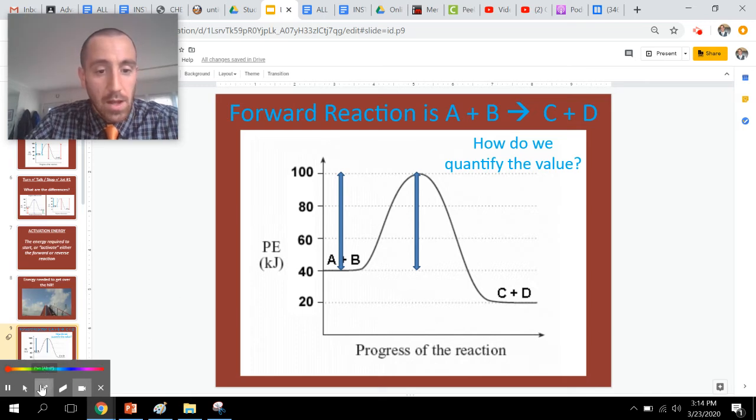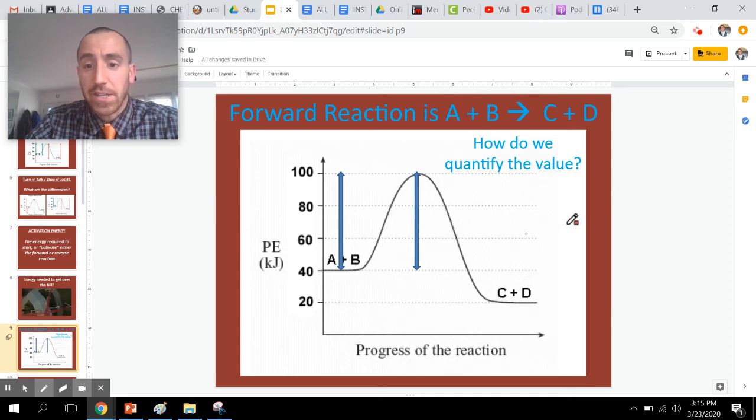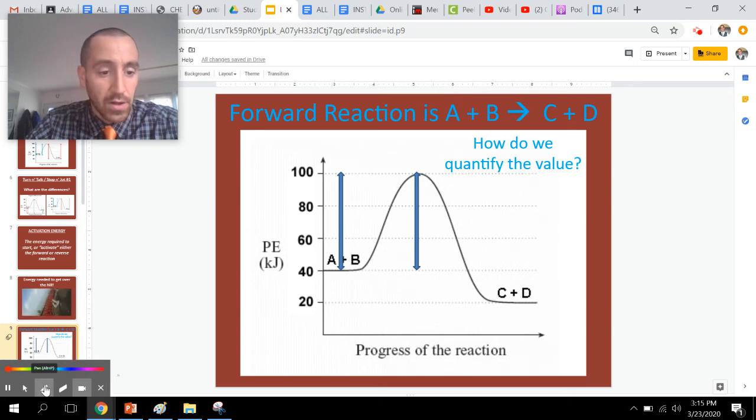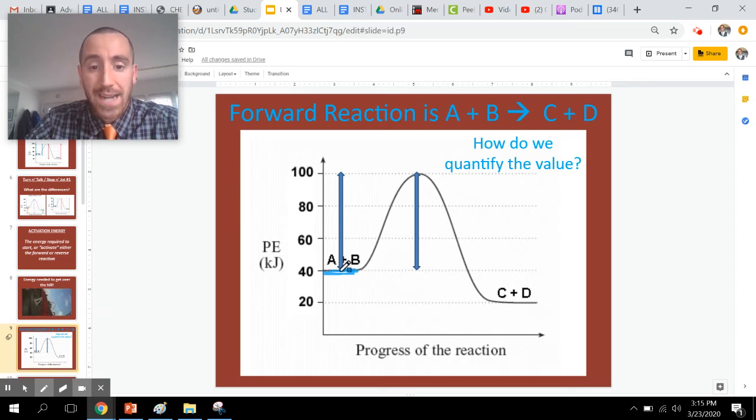So here, we'll use most of these from left to right. The forward reaction is A plus B turning into C plus D. Let me keep all the colors the same here. So I'll use blue. So we're starting here. We have our reactants that have this much energy to start. The amount of energy that they need to get over the hill and to turn into products is this. So how much energy does it need to be able to get over the top of this hump? You need 40 to 100, that's 60 kilojoules.